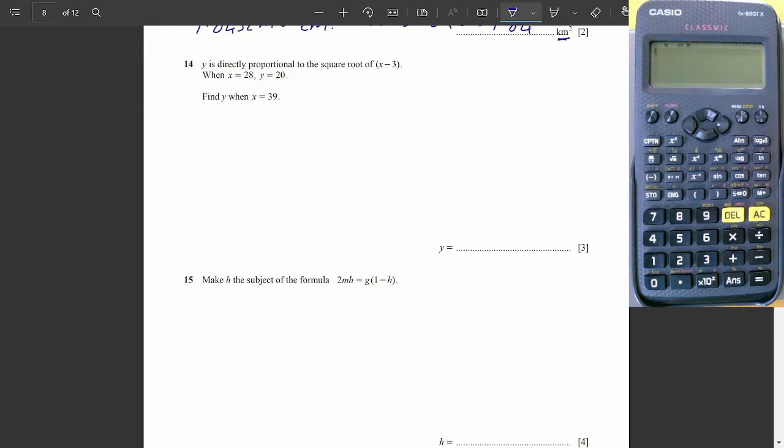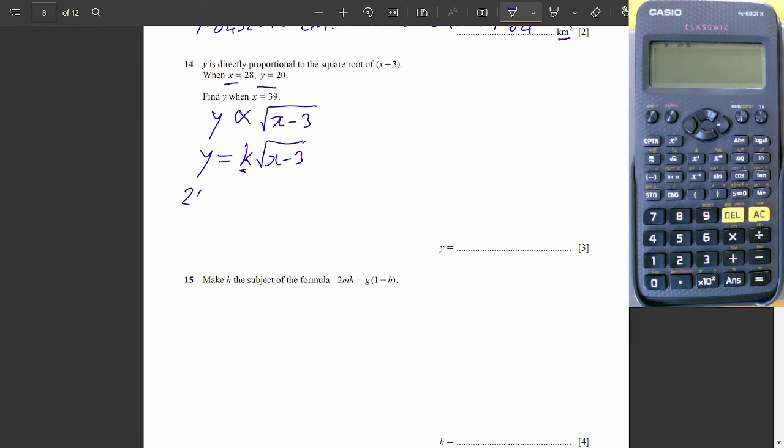Question 14. Y is directly proportional to the square root of x minus 3. Let's put that in mathematical language. Y is proportional to the square root of x minus 3. Okay, now if you want to change that proportion sign for an equal, we need to put in k, the constant. That is the constant amount. We need to multiply it to keep the proportion the same. Now that we've got an equation, which is your first mark, we can substitute these x and y values in there to work out what is k, our constant.